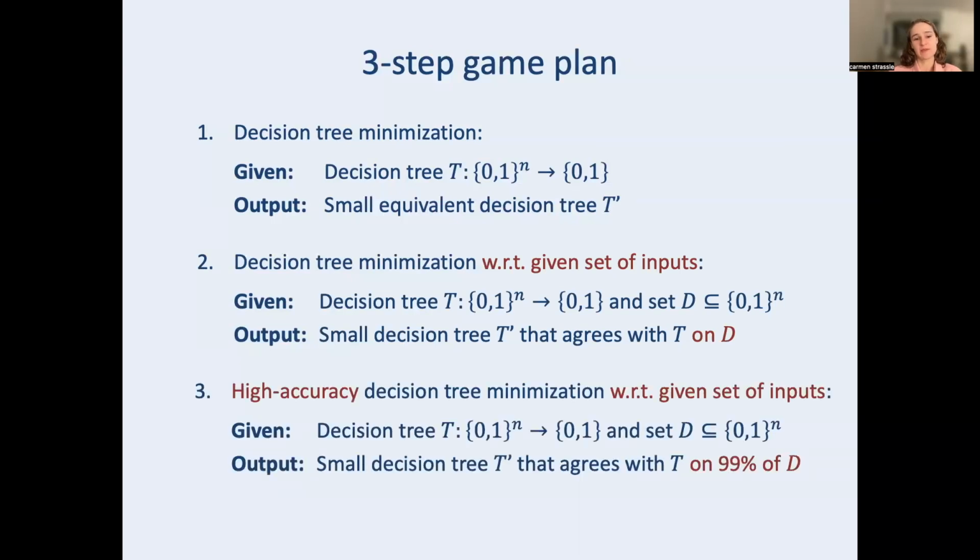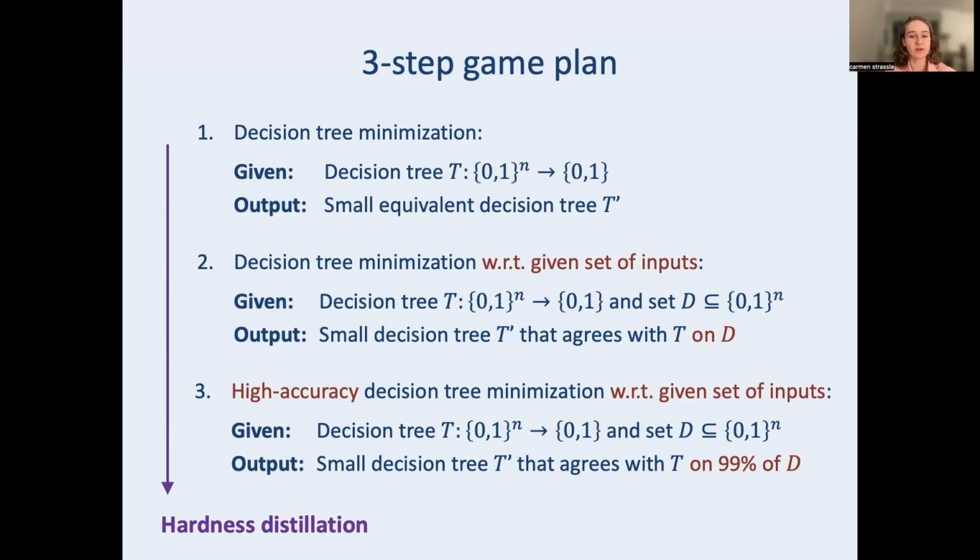Now we're going to make the problem even easier algorithmically. And so instead of saying that the decision tree has to agree with T on all of this hard set of inputs, D, now the decision tree only has to agree with T on 99% of D. You can see that the algorithmic problem is becoming easier and easier, and hence hardness results become harder and harder to establish. We call this process hardness distillation.